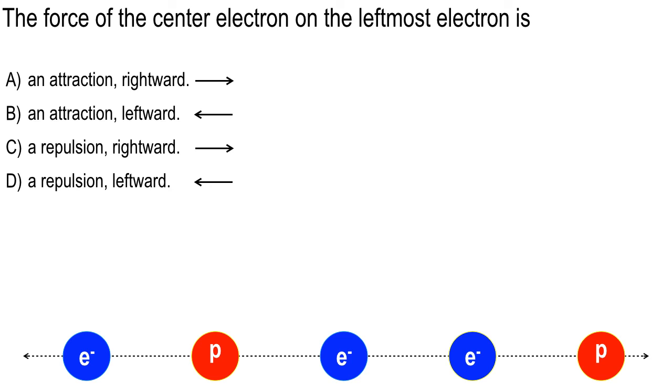The force from the center electron on the leftmost electron is, same question, but a different interaction pair. So what's the leftmost electron getting? Leftwardness or rightwardness? Is it attraction or repulsion? And definitely talk it over with your neighbors. It really helps.